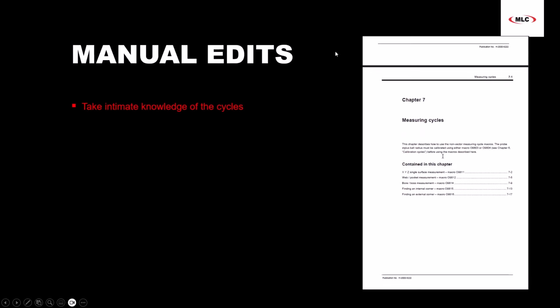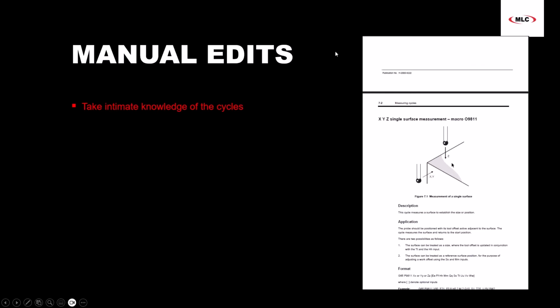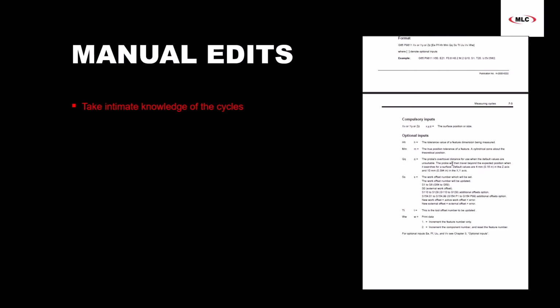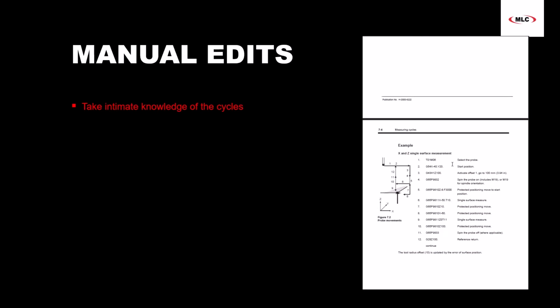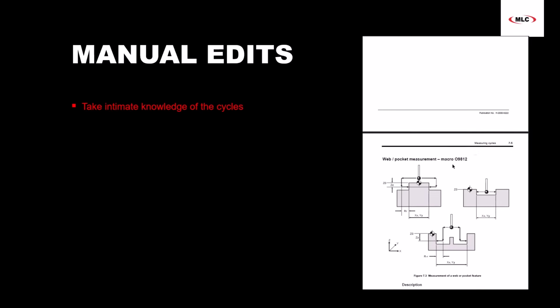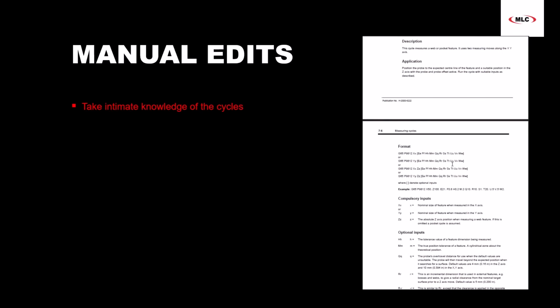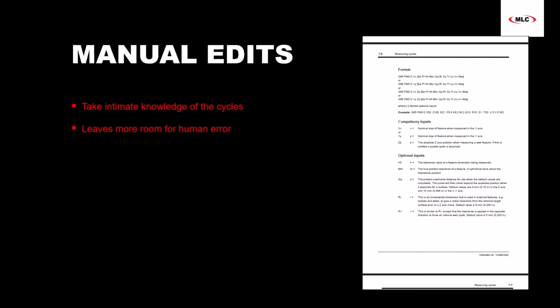So, what about manual edits? It's going to take intimate knowledge of the actual cycles themselves. So going through the manual, figuring out what the exact values mean, what they need to be, what they're going to be able to do. Manual is also going to leave more room for human error. If I accidentally fat finger a 1 somewhere, that's going to mess up measuring distance.